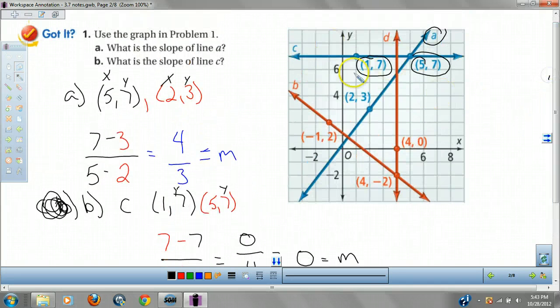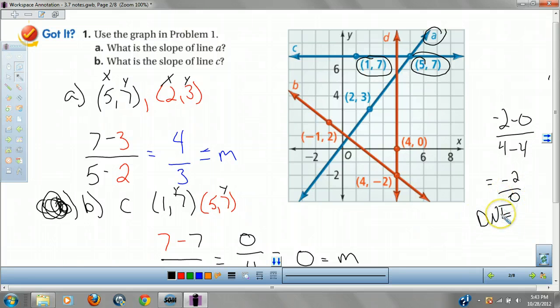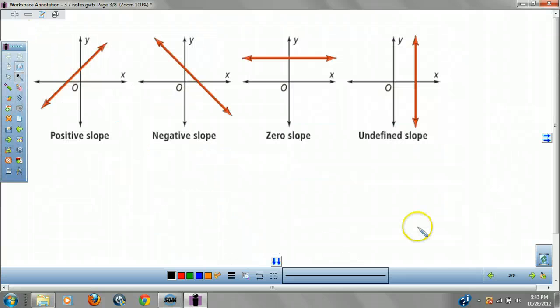Now let's just take a look at D real quick. D's slope is going to be -2 minus 0 over 4 minus 4, which equals -2 over 0, which does not exist. It's undefined. You can't divide by 0, guys, no matter how hard you try. Don't take my word for it. Take a look at this.